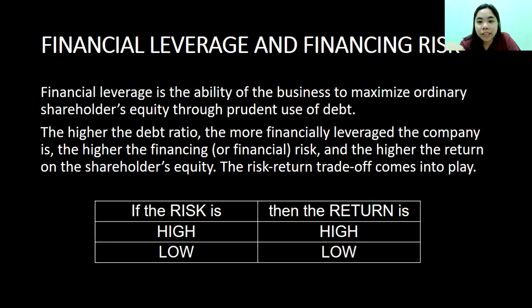So this is where the risk-return trade-off comes into play. If the risk is high, the return is high. The higher the risk, the higher the return. If the risk is low, the return is low. Of course, if you are taking higher risk and the result is positive, your return is high. But the higher the risk, you also expect that if it does not prosper, you will lose a lot. That is the risk-return trade-off. The higher the risk, the higher the return. So, that ends our first part.